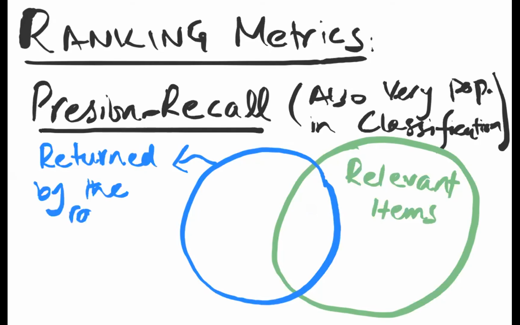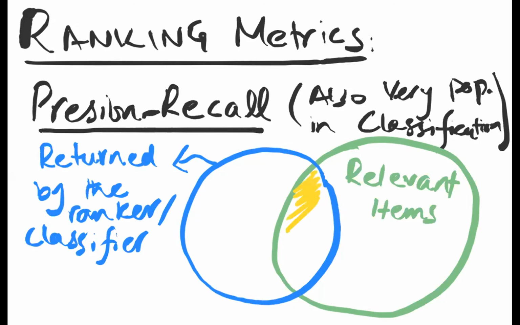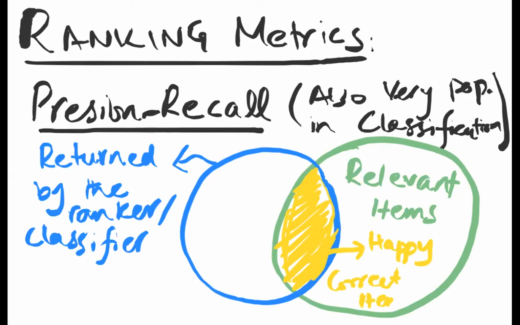Or by the classifier. Our classifier thinks that these documents are good ones, so there will inevitably be an overlap, this yellow area, and we are happy if this yellow area is big enough. The bigger it is, the happier we are. So let us call this yellow area happy items, or happy correct items.